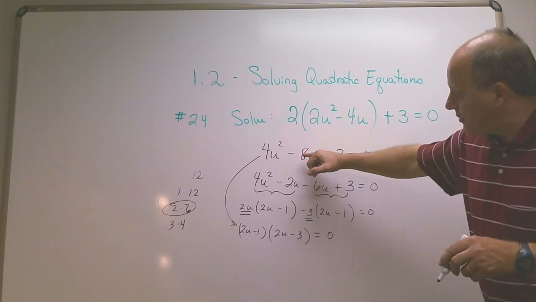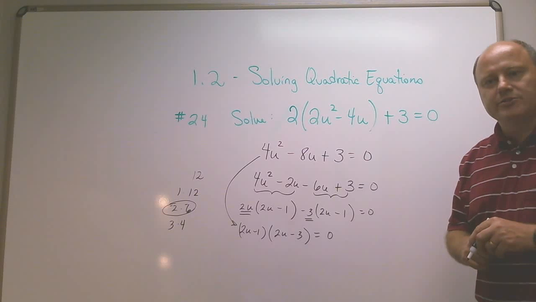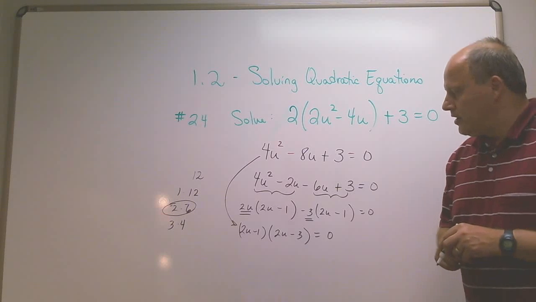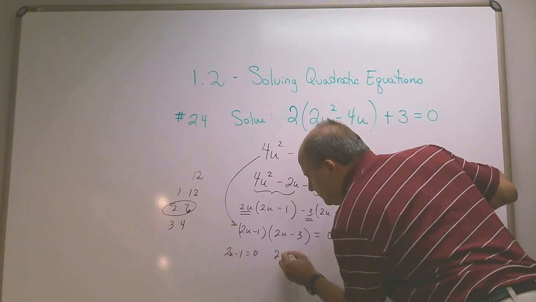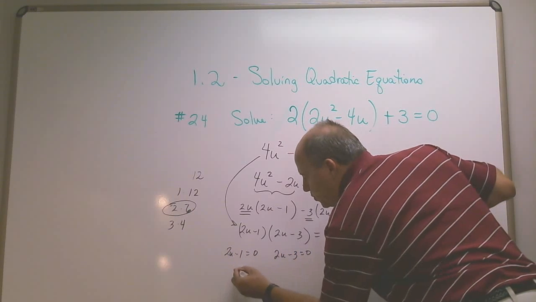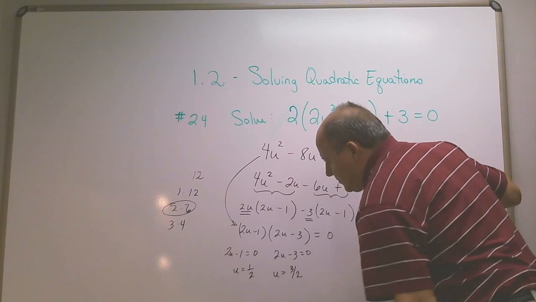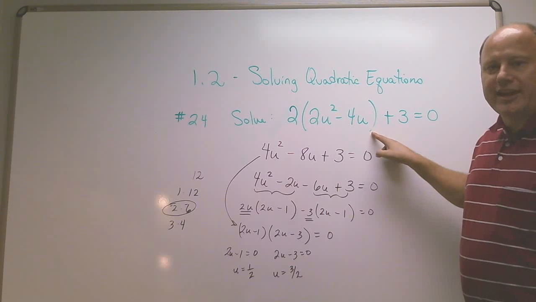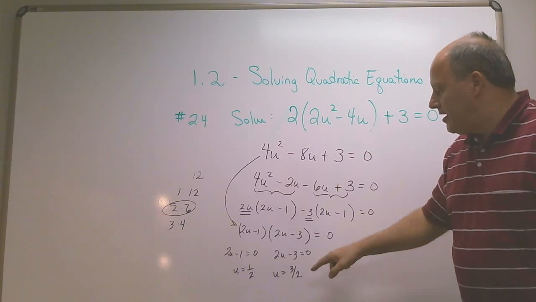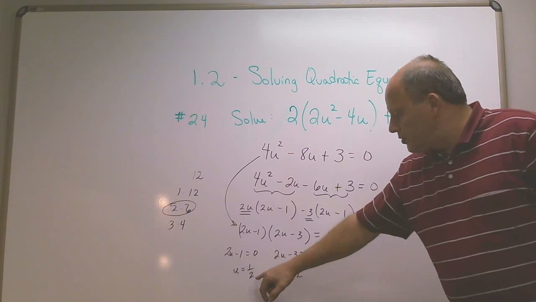But anyway, this factors to 2u minus 1 times 2u minus 3 equals 0. And you set each factor equal to 0. It's the zero product rule. And so u is 1/2, and u is 3/2. So either one of these two numbers would solve the original equation. Checking it is not too bad, but it would take a little bit of time. But u is 1/2, u is 3/2.